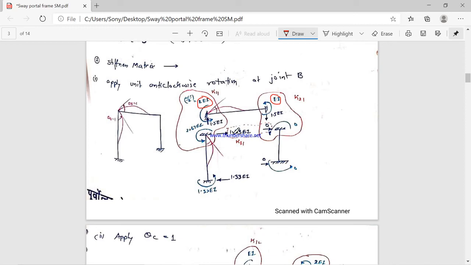Here the formula is 6EI by L square, so length is 3 meter, so 6 into 2 divided by 3 square, the answer will be 1.33. Here also 1.33. Now here also 0, 0 will be acting, but here the effect is 0. Why will this 0, 0 come? Because we are only taking the effect of these two joints, since we are applying the unit anti-clockwise rotation at this point only.